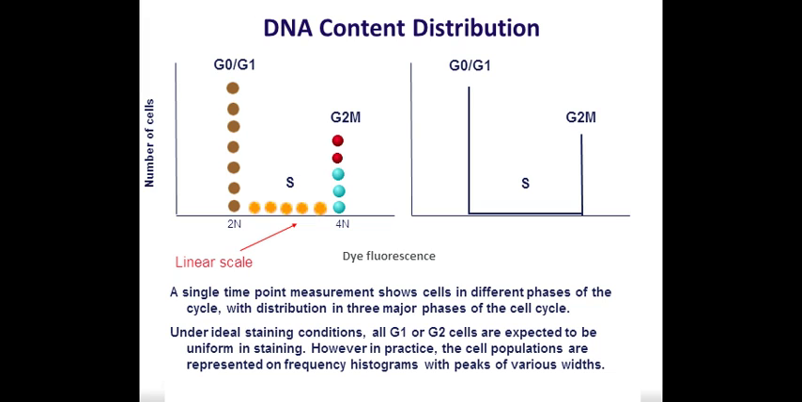Using linear fluorescence, if the staining is stoichiometric, the fluorescence of the 4N cells will be exactly twice that of the 2N cells. Under ideal staining conditions, all cells with the same DNA content are expected to be uniform in staining. However, in practice, cell populations are represented on frequency histograms with peaks of various widths. Variation results from differences in staining, dye loading, instrumentation, and none are perfect.